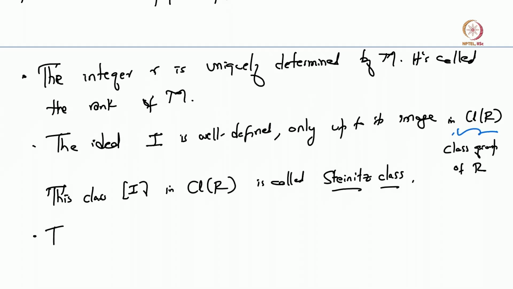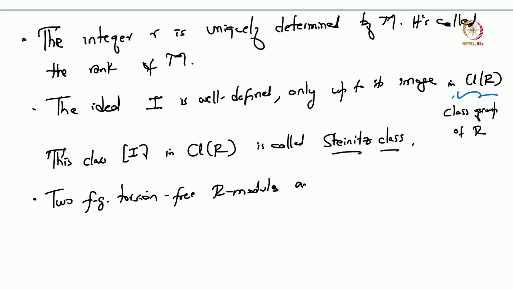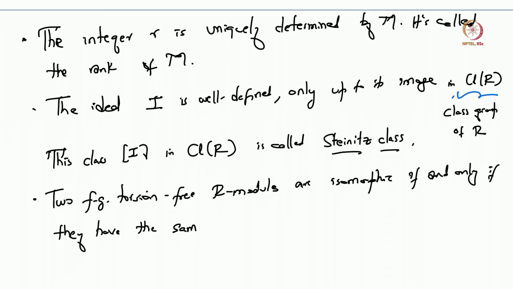Another fact is that two finitely generated torsion free modules are isomorphic if and only if they have the same rank and the same Steinitz class. Okay, so this completes the proof of the structure theorem for finitely generated modules over Dedekind domains.